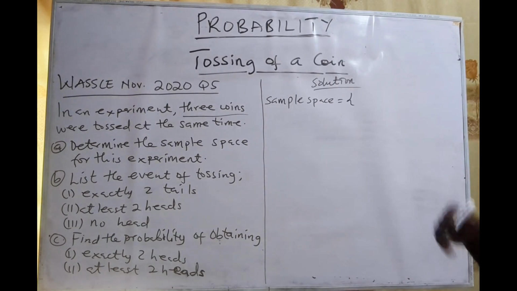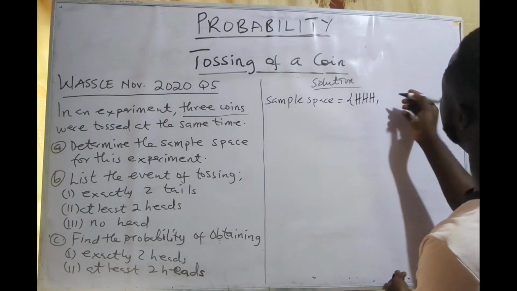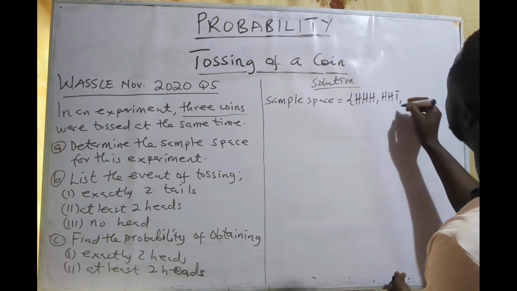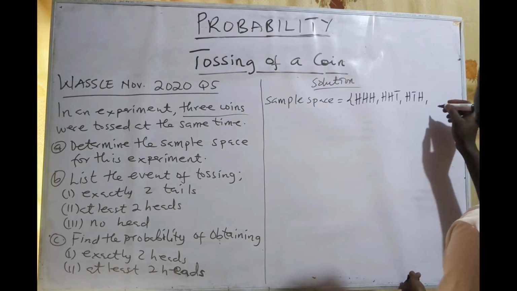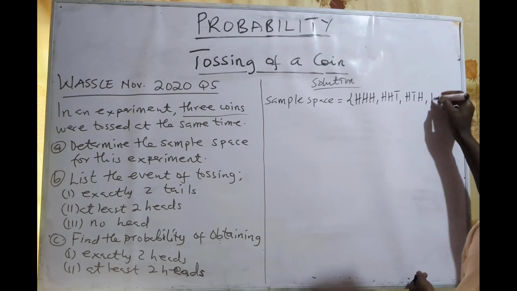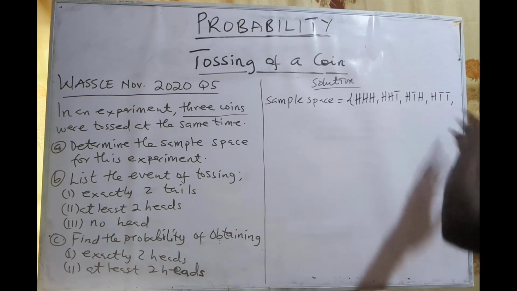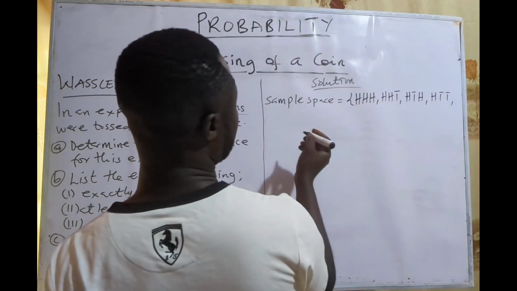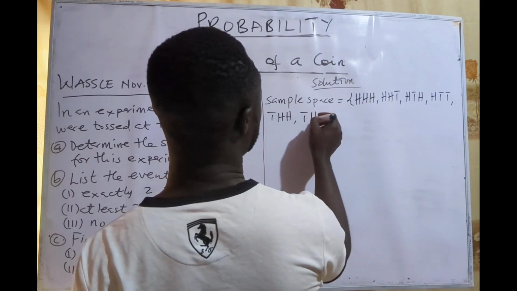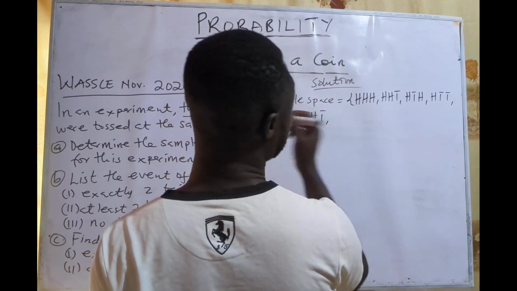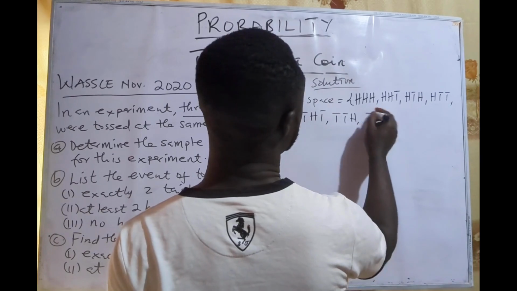Okay, so our sample space can be, as we already know, head, head, head. It can be head, head, tail. We can also have head, tail, head. We can even have head and then tail, tail. And then we come to tail, head, head. We can have tail, head, tail. We can have tail, tail, head. And we can have tail, tail, tail.